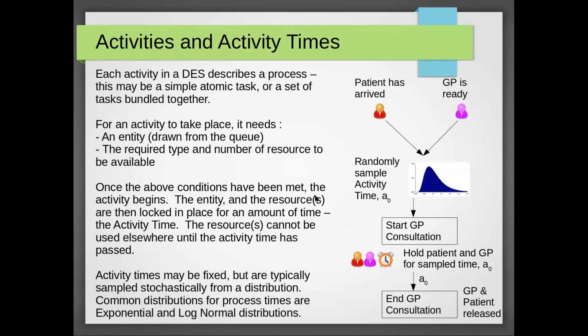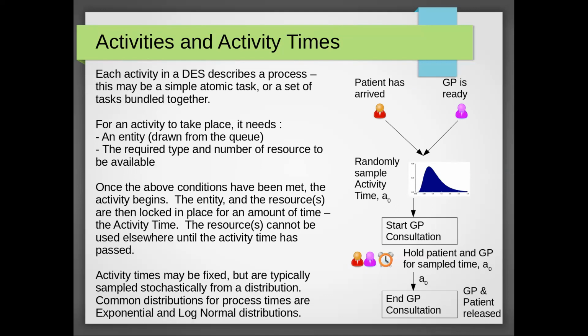Okay, so that's queuing. Now let's talk about activities and activity times. So we said that each activity in a discrete event simulation describes a process, and it might be a very simple atomic task like place letter in tray or whatever it may be, or it might be a set of tasks bundled together. So the triage process is not atomic. There'll be all sorts of things happening as a patient is triaged, but we decide to bundle that up for the purposes of our model and say it's the bundle of stuff we're calling triage.